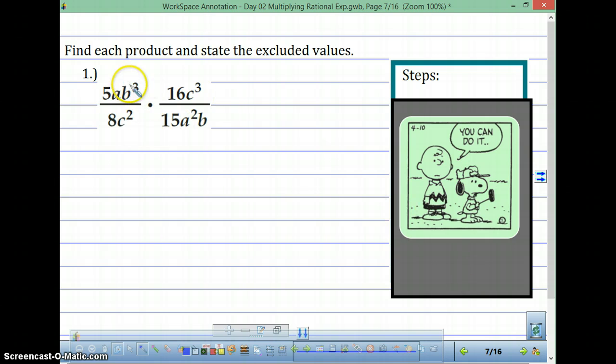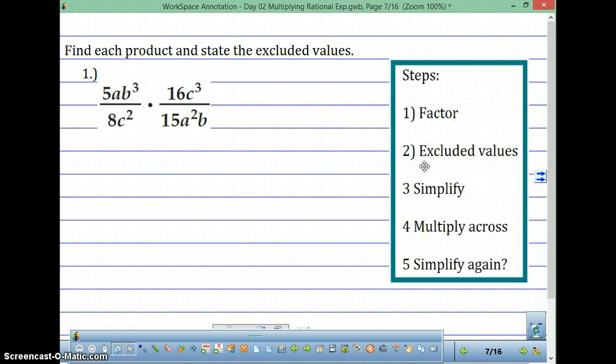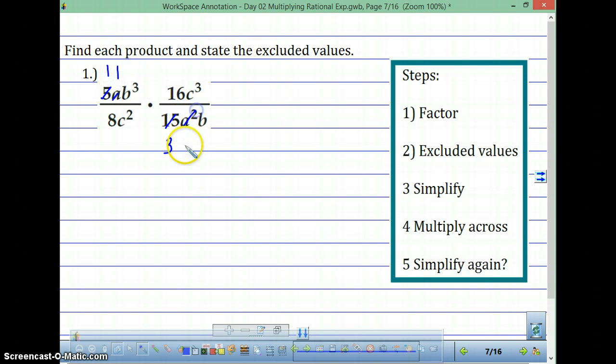All right, let's do a couple practice problems here. Let me show you the steps. Okay, what do you see that we can cross cancel or simplify? Let's try the 5s. That becomes a 1, that becomes a 3. How about the a's? That becomes a 1, that becomes an a. I'm going to put a little multiplication sign in here so I'm not confused and think it's an 11.